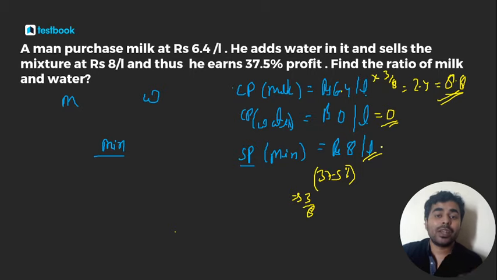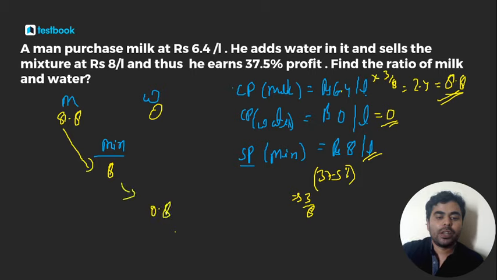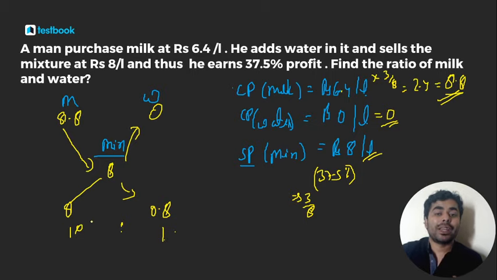And this is the main thing which you should be considering, right? Every time you are putting the values of components and mixture, they should be in the same sense. Now I am putting the values 8.8, this is 0 and this is 8, and after that what we are getting is 0.8 and 8. Now the ratio will be 10:1. So the ratio of milk and water will be 10:1 in the mixture. I hope this is clear to you all.